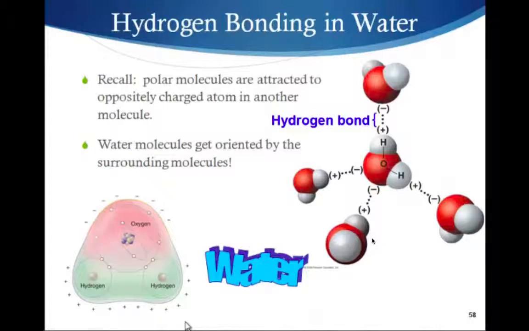So hydrogen bonding is actually very important in water. Remember, polar molecules attract things of opposite charge to the atom. And since water molecules are polar, they attract other water molecules. And so water ends up taking on almost like a lattice, an electronegative lattice. And for that reason, water has some really interesting properties.